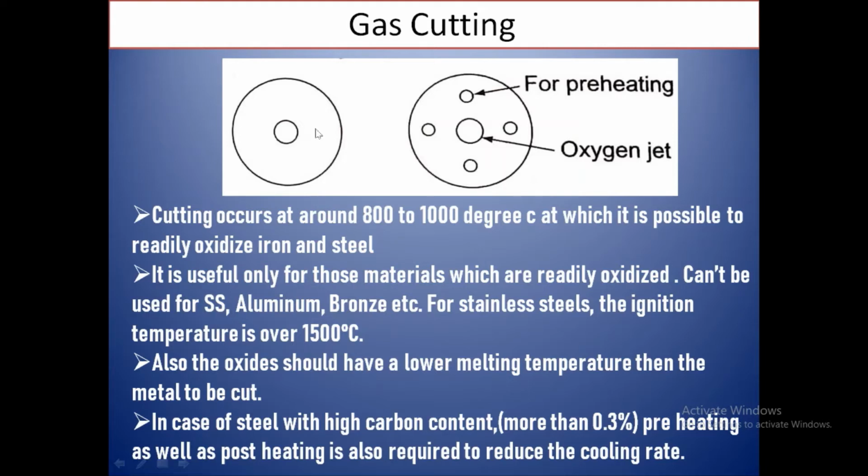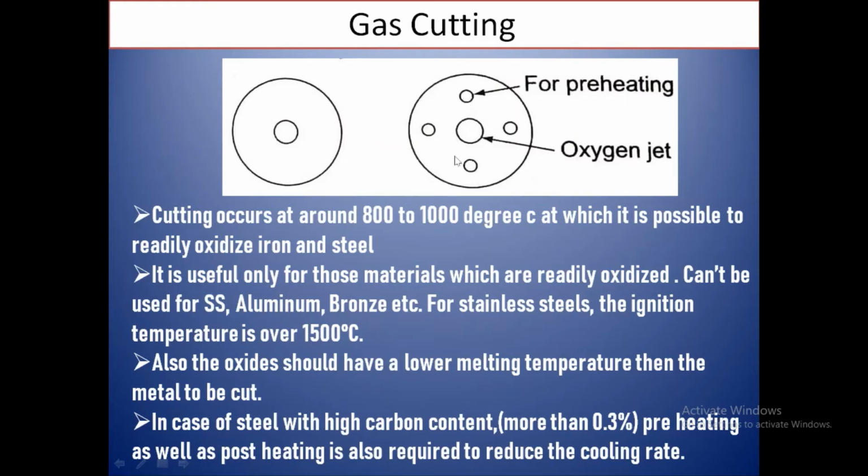Now see this figure, you can see the sectional view of a burner torch over here. The first figure is for welding, and from this middle hole there will be an oxygen and acetylene mixture coming out to create the flame for the welding process. The difference in gas cutting is that instead of one hole, there will be one bigger hole at the center, and some surrounding smaller holes.